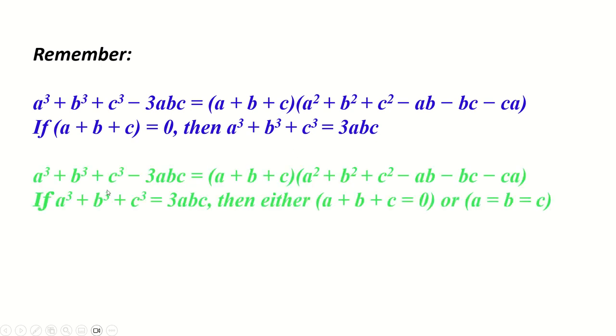And the other way of saying it is, given this expression, if a cube plus b cube plus c cube equal to 3abc, which means the left-hand side is 0, that means one of these factors will be 0. So either a plus b plus c equal to 0 or a equal to b equal to c. So this is also one of the solutions. Okay, so remember this.